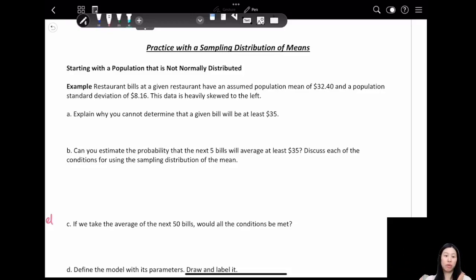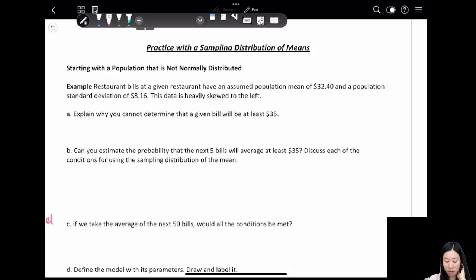So today we'll give you more examples about a sampling distribution of means, starting with a population that is not normally distributed. If it's not normally distributed, then when we're trying to apply the central limit theorem, we need to consider the sample size. Okay, so now let's take a look. How do we consider that?